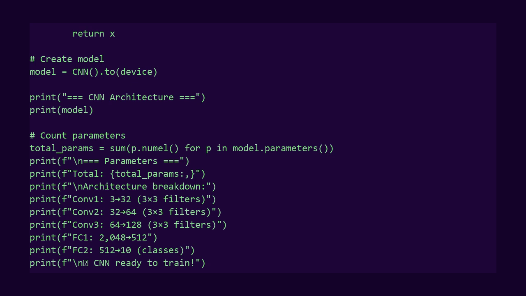Finally, fully connected layers. I flatten the features. Pass through to dense layers. Final output is 10 neurons, 1 for each class. Let me count parameters. This network has over 1.2 million trainable parameters. All of these will learn from our 50,000 training images. Pretty amazing.